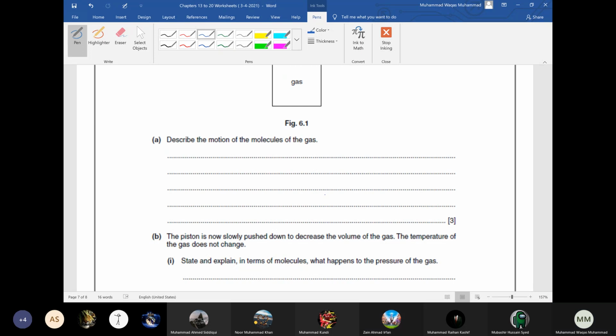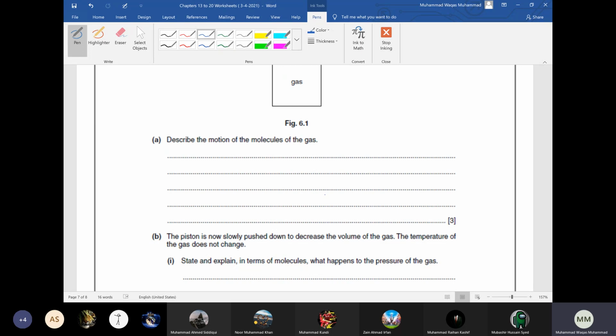Sir, the zigzag movement, the random movement of molecules. Brownian motion basically means random movement. That's how we define Brownian motion. It's the random zigzag motion, right? So now you have to tell about the motion.